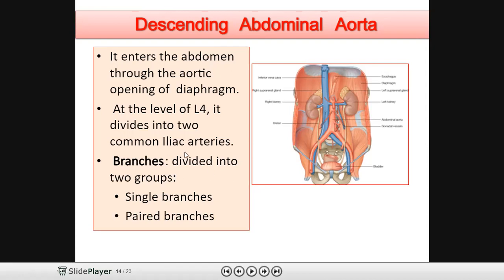So what are the branches of the descending abdominal aorta? Now, the descending abdominal aorta has two types or two groups of branches. We have single branches and paired branches. If it is a paired branch, it means that it's going to supply paired organs. So for example, we have the kidney.